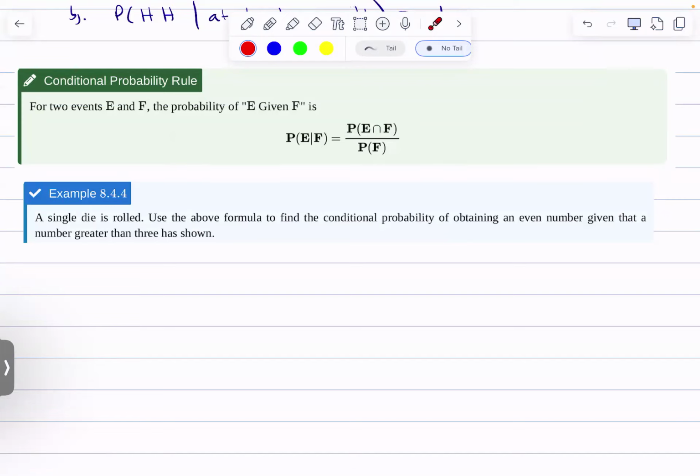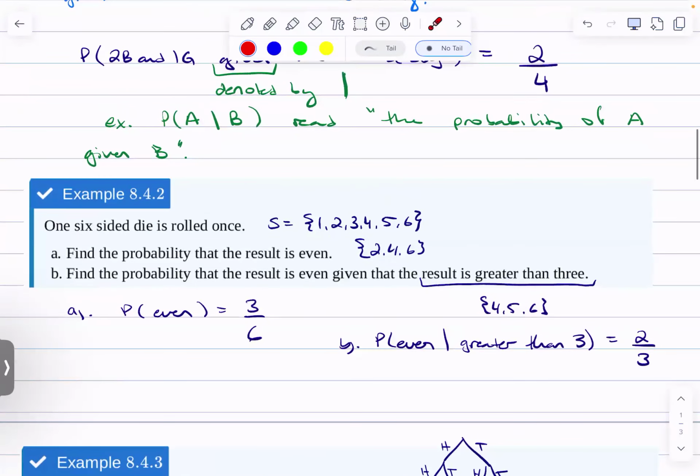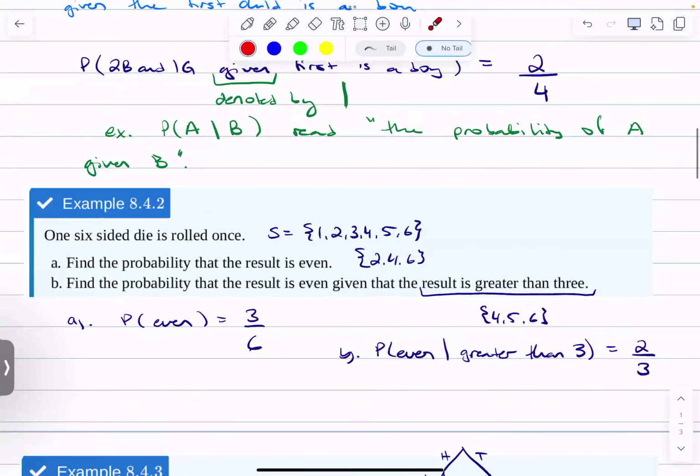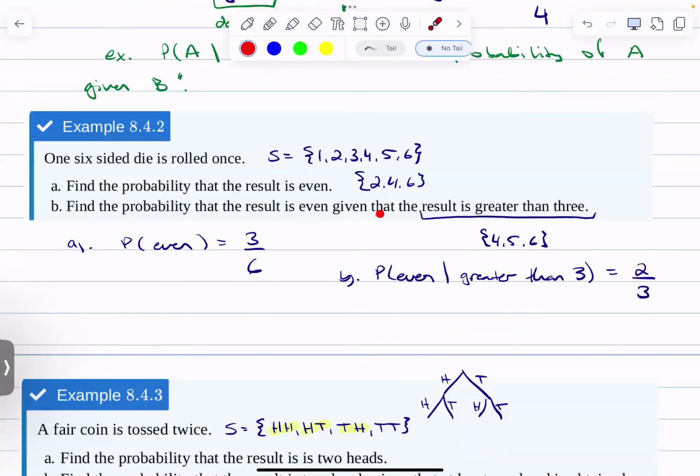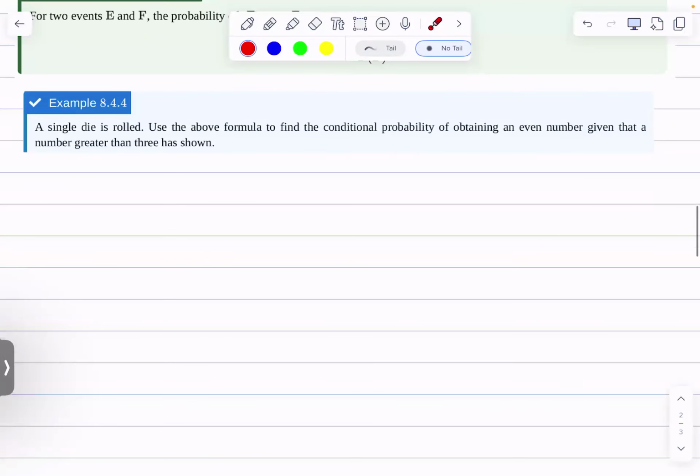A single die is rolled. Use the above formula to find the conditional probability of obtaining an even number, given that a number greater than 3 has shown. We already know the answer, right? Because we already did it. We already know how to do this, okay? Or at least we know the answer, right? The probability that the result is even, given that the result is greater than 3: 2 out of 3. But why?